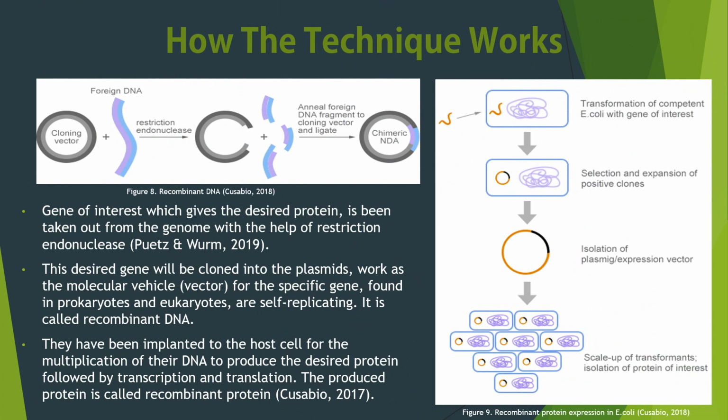So now, how does this technique actually work? The gene of interest, which gives the desired protein, will be taken off from the genome by the enzyme restriction nuclease, as we can see in figure 8. This specific gene will be implanted into the plasmid, which works as a vector, meaning the molecular vehicle for that gene, and becomes the recombinant DNA. This recombinant DNA will be inserted into the host cell, like Escherichia coli here in figure 9, and these plasmids are usually auto-replicable. They make lots of copies of the same DNA, which will produce a high amount of recombinant protein, followed by the processes of transcription and translation.